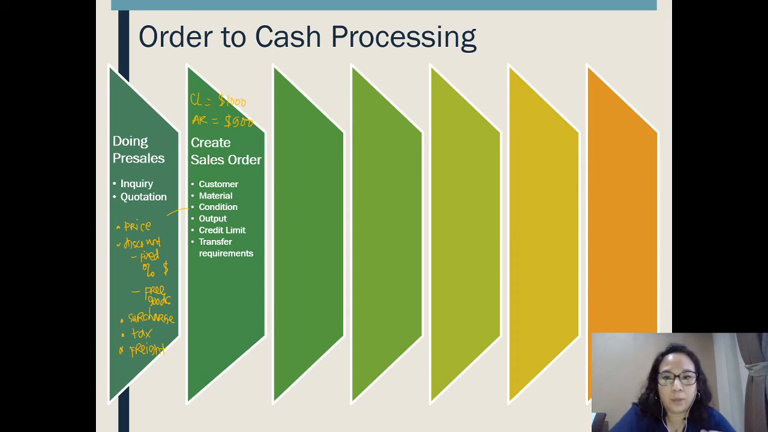And then there will be a transfer of requirements. The transfer of requirements here is to check whether the finished goods are available or not. In terms of MTS, if our finished goods are MTS, then the system will check whether our finished goods are available or not. If not available, it will calculate when the goods will be available, what we call ATP, available to promise.